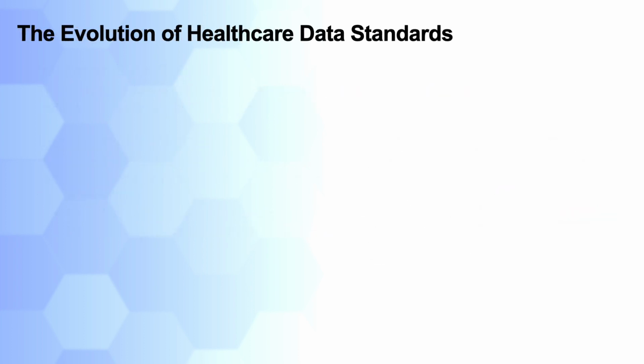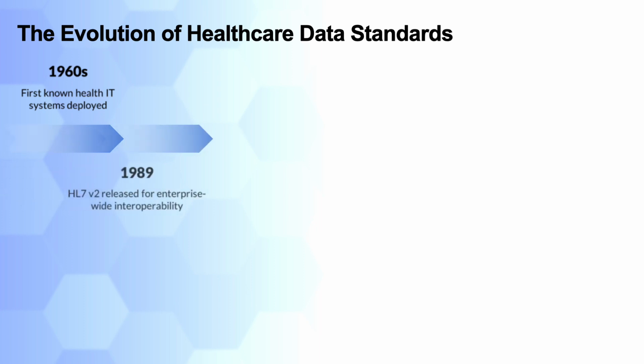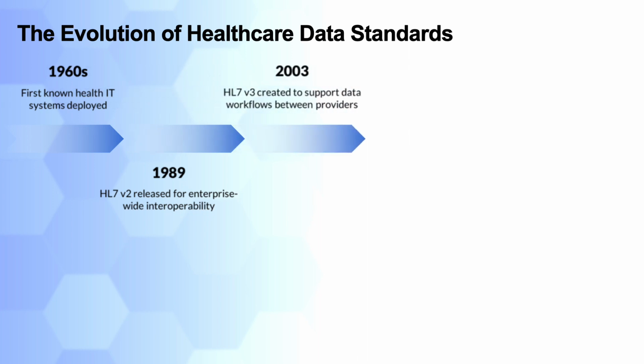Since the earliest IT systems were developed in the 1960s, data standards have undergone many changes, not all of which have been widely adopted. In 1989, Health Level 7 version 2, or HL7 v2, was released. It achieved significant adoption and had two variants, HL7 version 2.3.1 and HL7 version 2.5.1, both of which are still widely used today. In 2003, HL7 version 3 was created, but major challenges prevented industry acceptance of this standard.